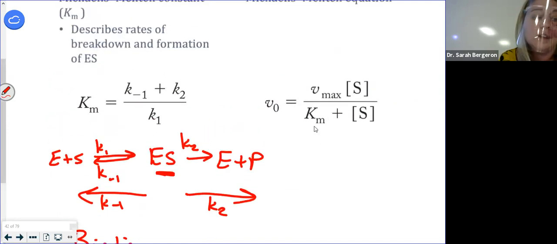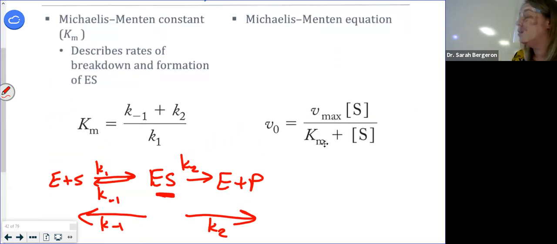Right? So we can look at the binding affinity. We can look at the rates, the Michaelis-Menten constant of, say, different enzymes for the same substrate, or we can look at the same enzyme for different substrates, right? Either way.